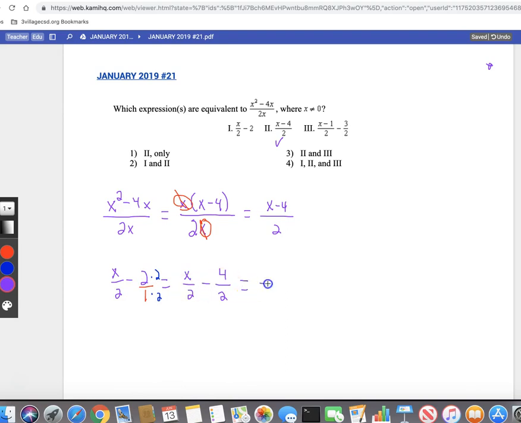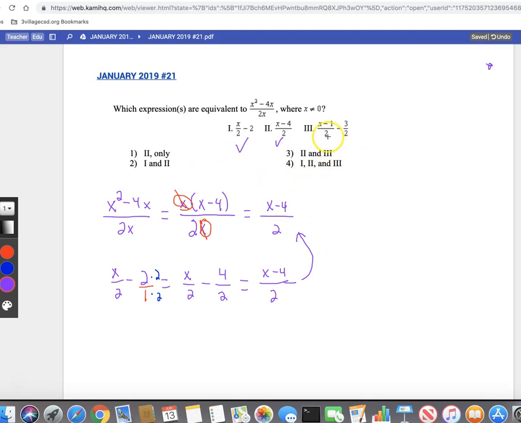Then when we subtract these fractions, with the same denominator, we just subtract the numerators, and we see that the first expression is equivalent to our original expression. So choice 1 is a possible answer.